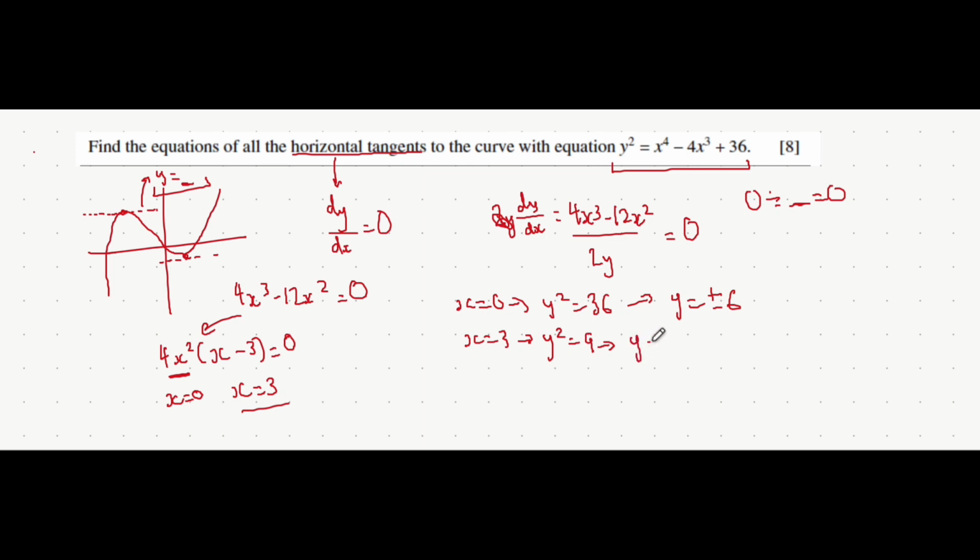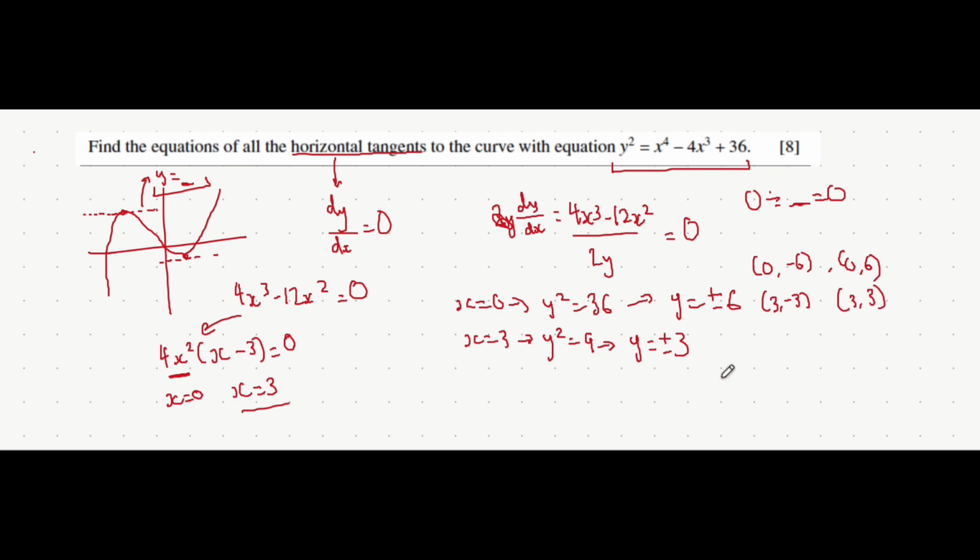From there, you can get the values of y by square rooting. Remember to include the positive and negative root. That tells you that the stationary points are (0, minus 6), (0, 6). So let's write these out actually. (0, minus 6), (0, 6), (3, minus 3), and lastly (3, positive 3).